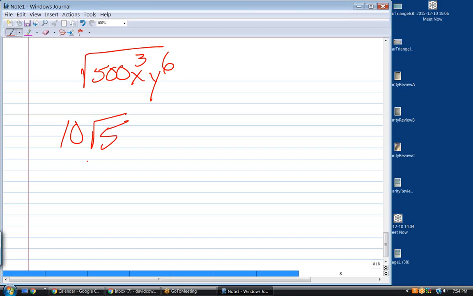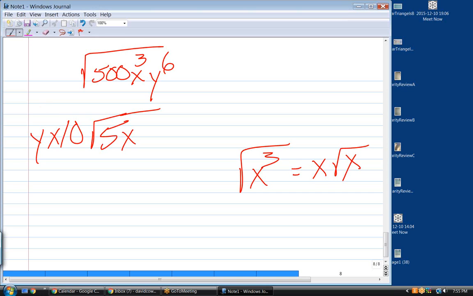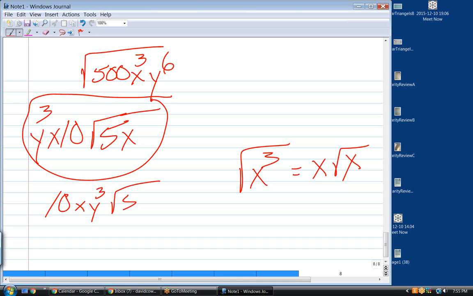Right. Okay. What is the square root of x cubed? X times the square root of x. Okay. So I'm going to put the x in the radical sign and put an x out here. So that takes care of the x cubed. What's the square root of y to the 6th? Y to the 3rd. Y cubed. Y cubed, exactly. So there's your answer to your problem. And if we want to put it a little neater, I would write it like this: 10xy cubed square root of 5x.